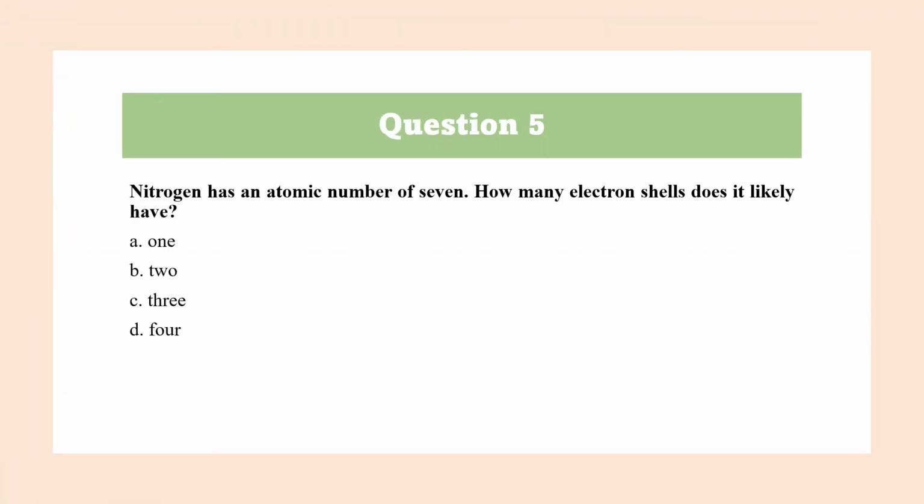Question 5. Nitrogen has an atomic number of 7. How many electron shells does it likely have? 1, 2, 3, or 4? The answer is 2.